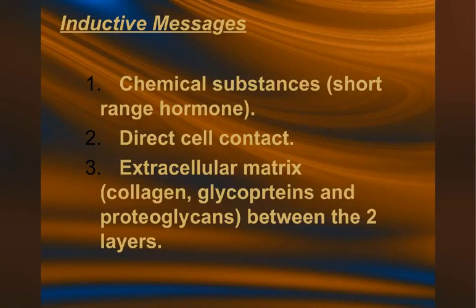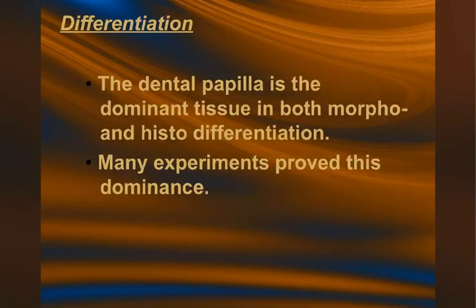Inductive messages include chemical substances called short-range hormones, direct cell contact, and contact through the extracellular matrix, especially the collagen, the glycoproteins, and proteoglycans that are present between the two layers of cells that are interacting with each other.